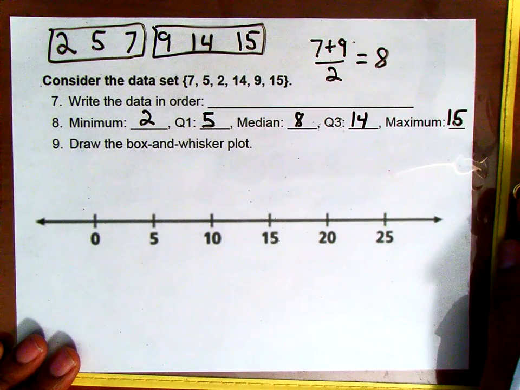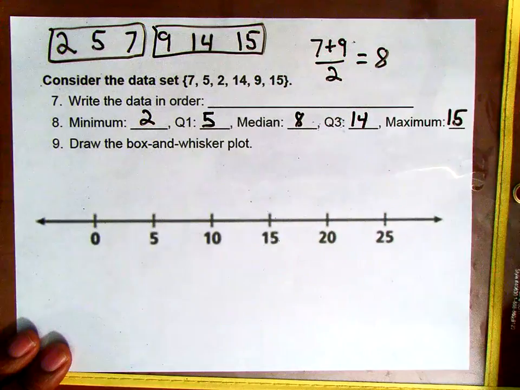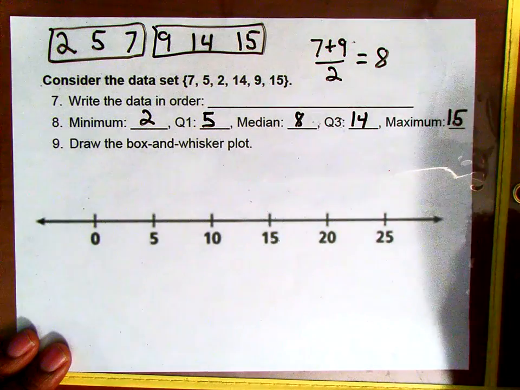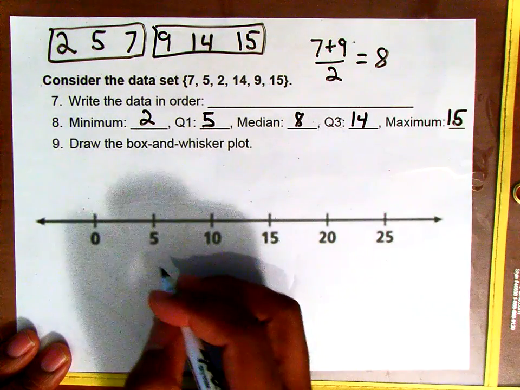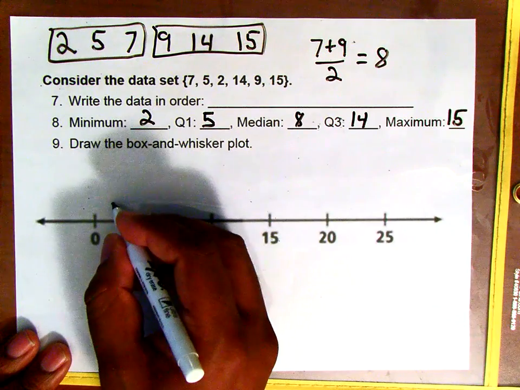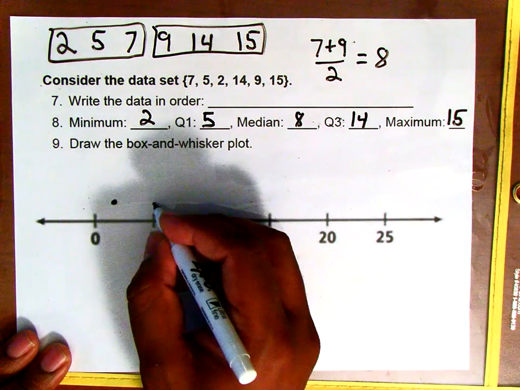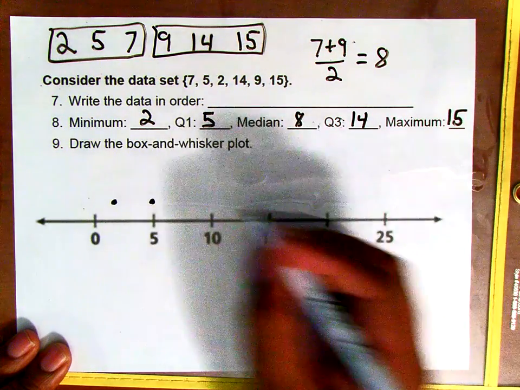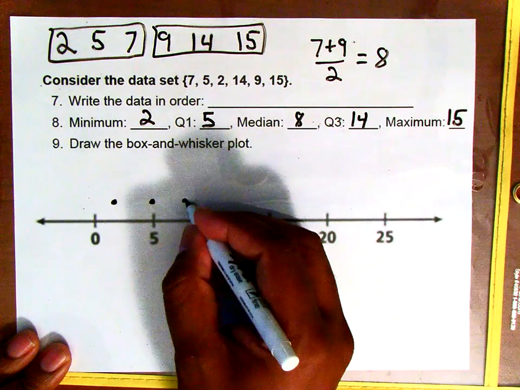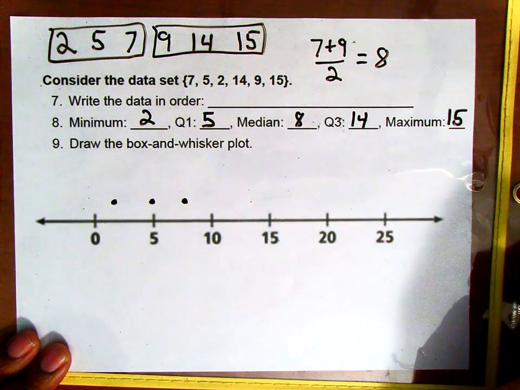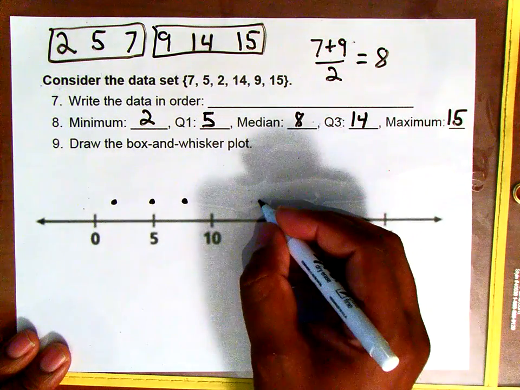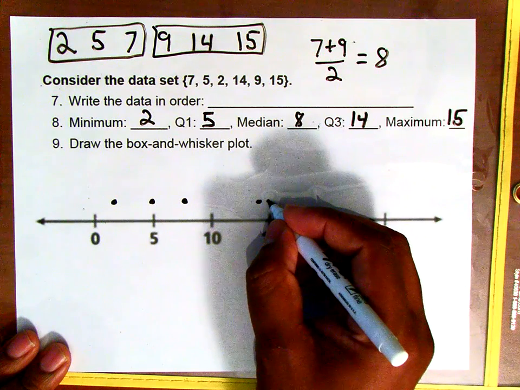Okay, now my last step is to go ahead and make my box and whisker plot. So I'm going to first put my dots everywhere they need to go here. So I've got 2, 5, 8, 14, and 15.